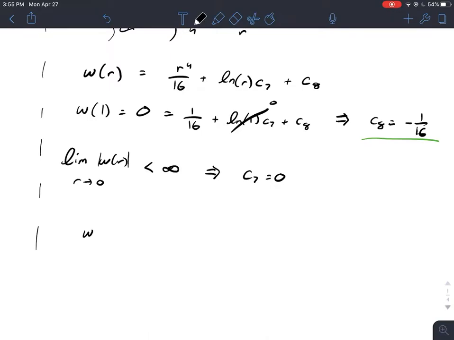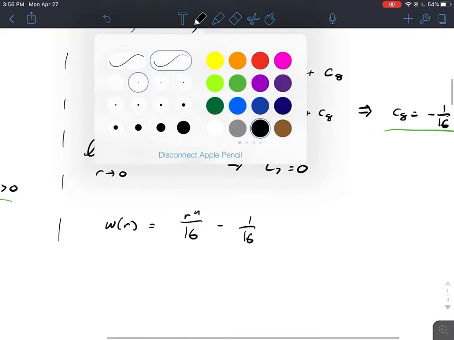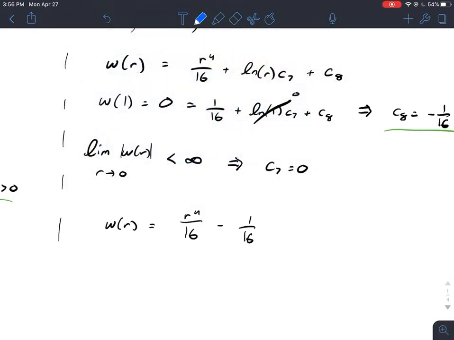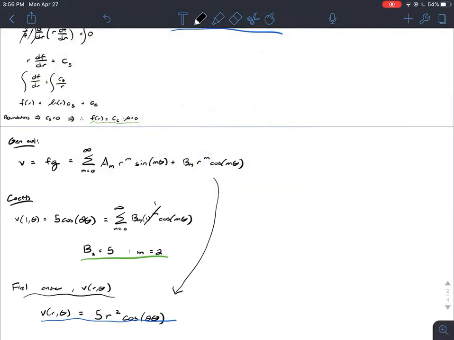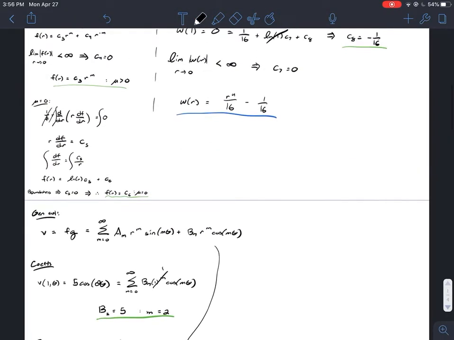Great. So this means that w of r is equal to r to the 4th over 16, minus 1 over 16. And does this mean we're done? Yeah, we're done. That's all we can find. That's literally our solution for this problem, for W bar specifically. Great. So now we found V and we found W.